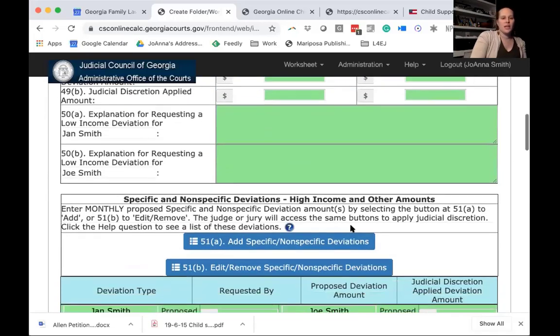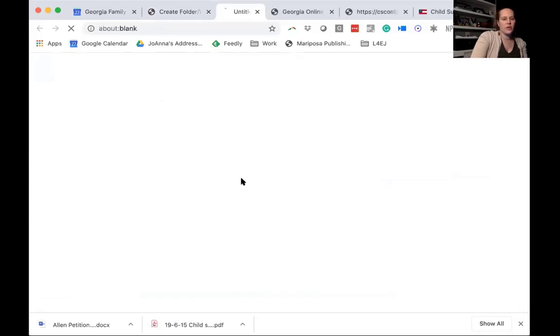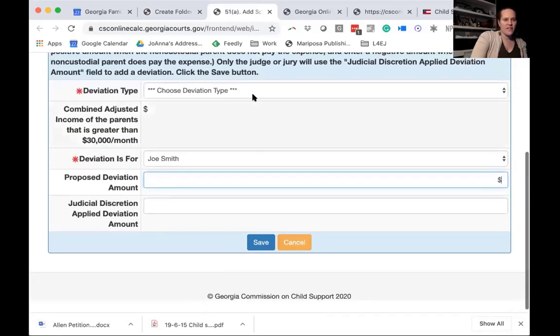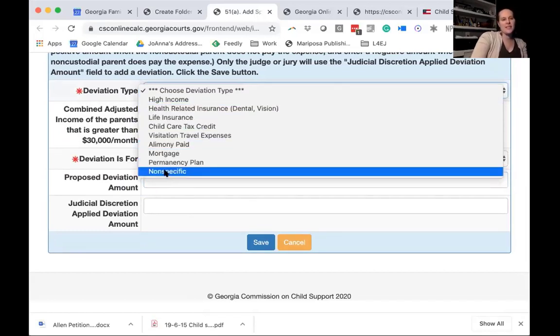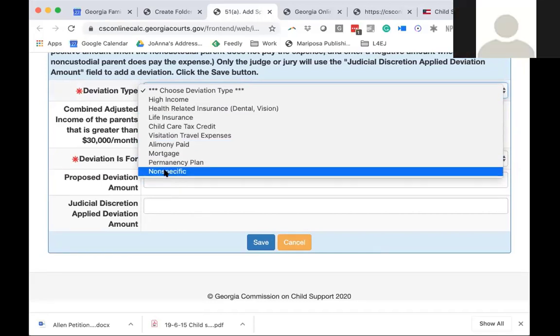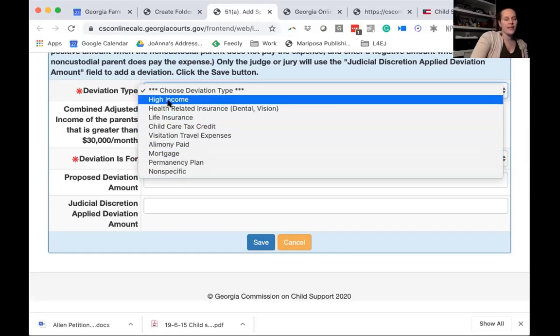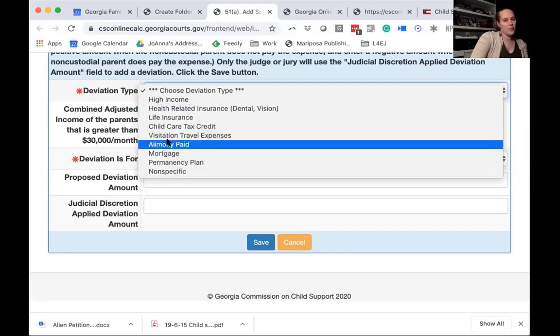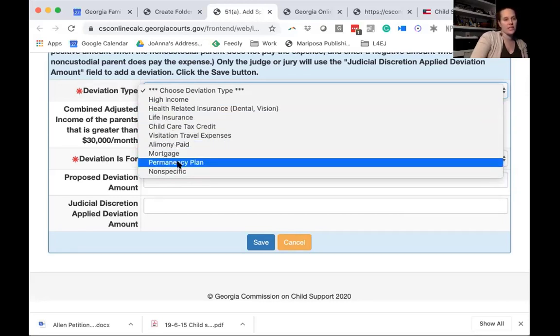But the most common deviation is going to be a specific or non-specific deviation. So I'm going to go into this so you can see what they are. These are the specific deviations. Non-specific is when the parties agreed on something else, and so we're just going to make it be what we want it to be. Does that make sense? Again, all of these are not mandatory. They are simply discretionary, if the court thinks that it's in the child's best interest.